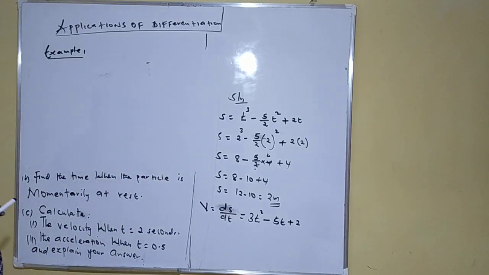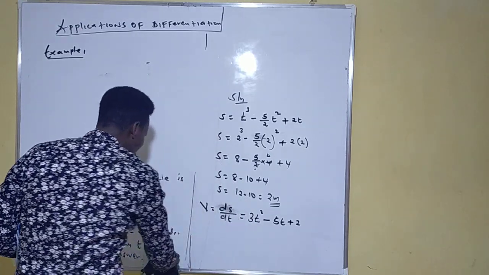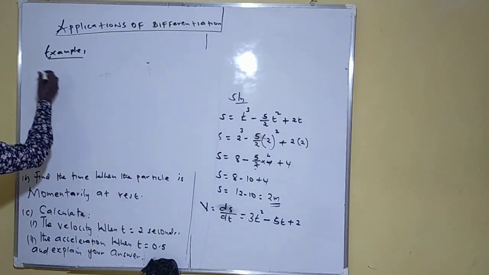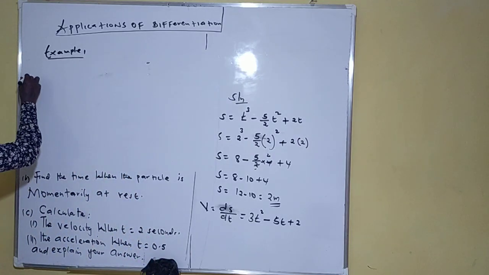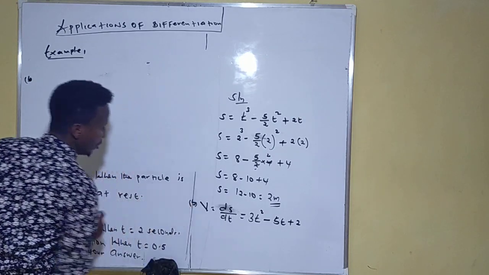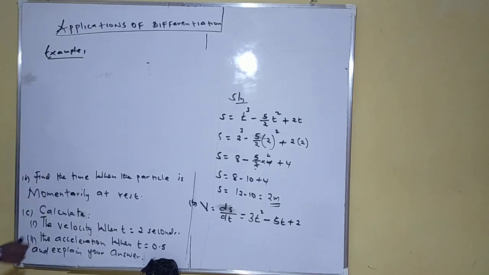Find the time when the particle is momentarily at rest. That is when velocity is 0. The particle is at rest when velocity is 0. So you're going to say, look here. This is question B. Remember, we have started from here. This is our question B, so it will continue from there.